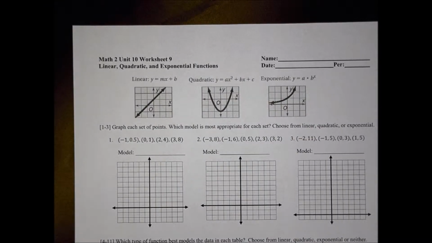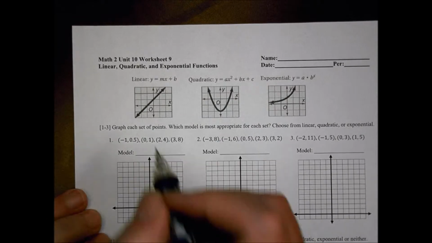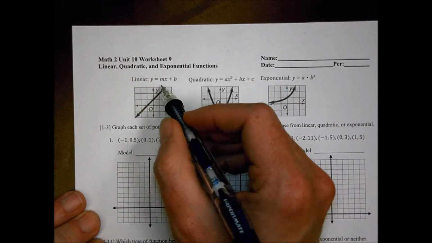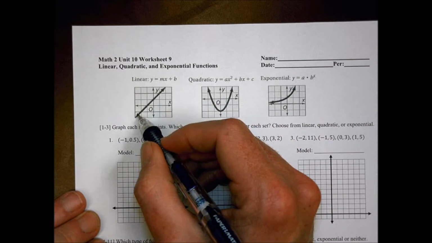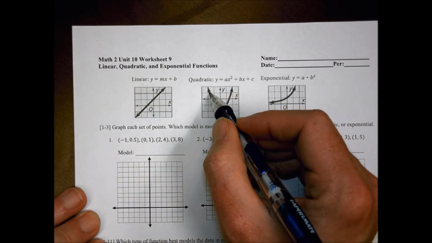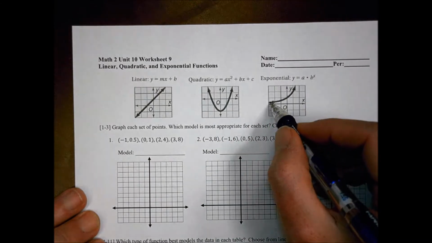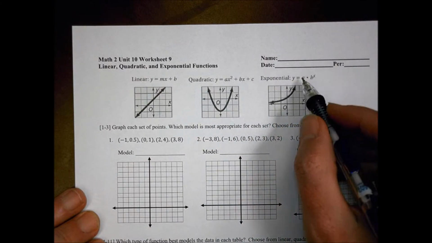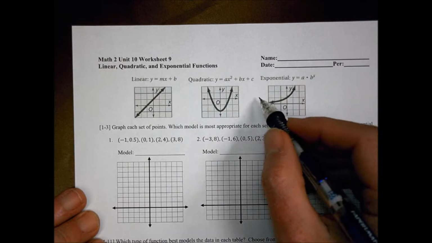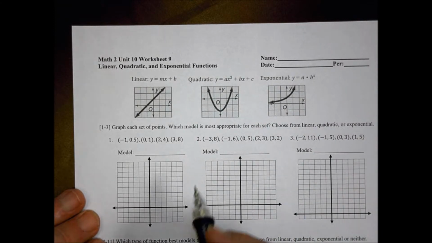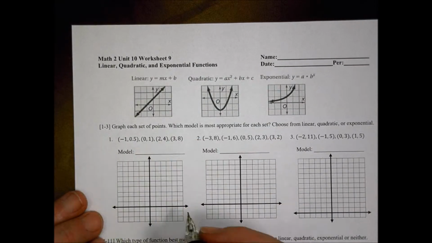Hey, this is Math 2, Unit 10, Worksheet number 9, looking at linear, quadratic, and exponential functions. So again, linear is usually in the form y = mx + b and makes a nice line. Quadratic tends to have a curve like that. Exponential just seems to go on forever in one direction. It doesn't curve back the other way like a parabola does. Okay, let's graph these up and see what we have here.